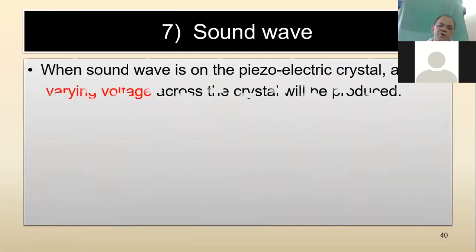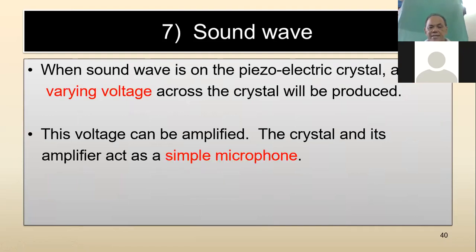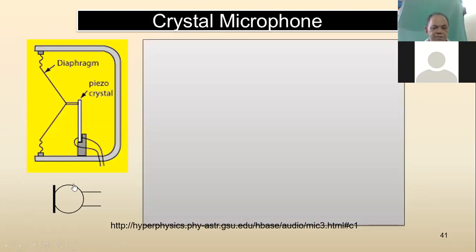So when the sound wave falls on the piezoelectric crystal, remember the sound wave is changing, sinusoidal. So a varying voltage across the crystal will be produced. And if it's too small, we can amplify it. The crystal and its amplifier act as a microphone. Example, that's where we use it, as a microphone. There's a piezoelectric crystal, there's a diaphragm. So basically, that's a symbol for a microphone.